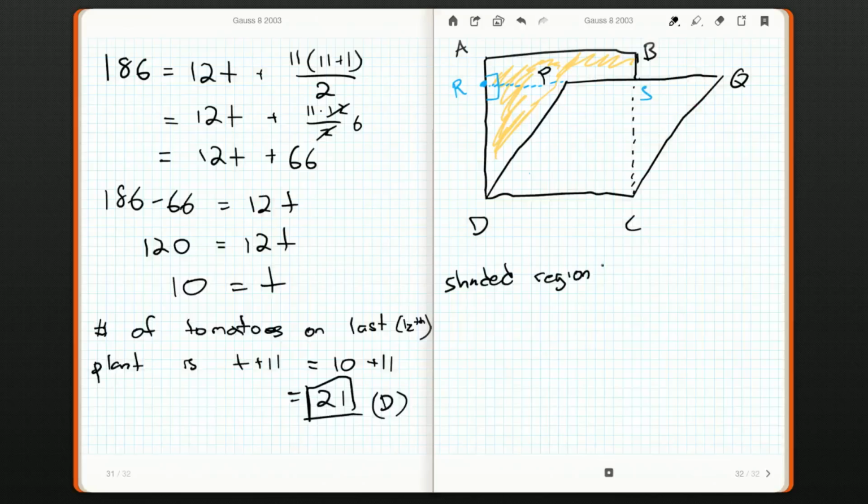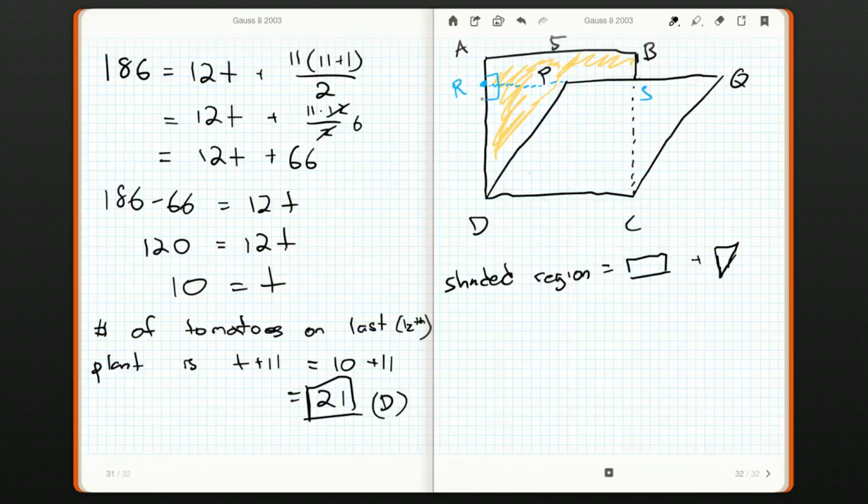My shaded region is the rectangle plus the right angled triangle. So now it just falls to us to figure out what these areas are. Okay, so let's go label some numbers.